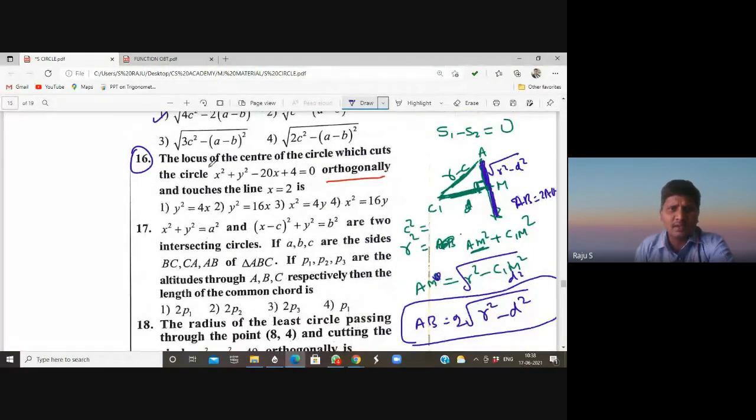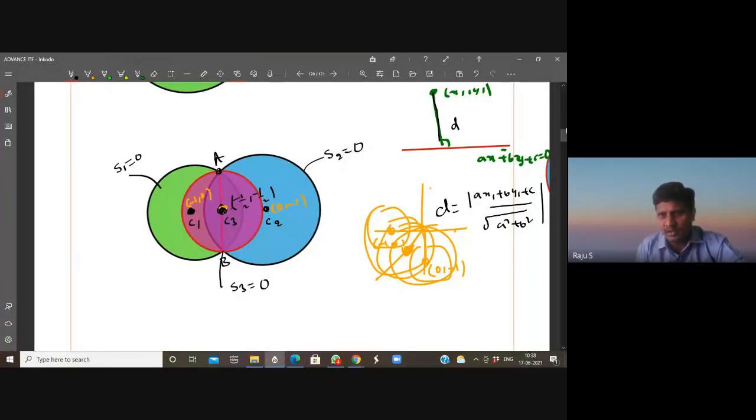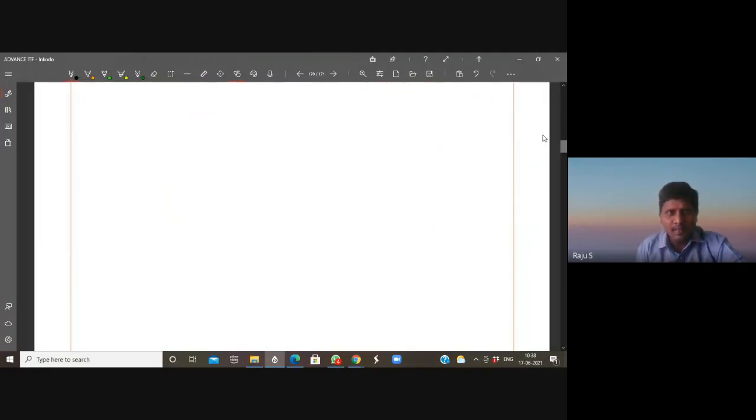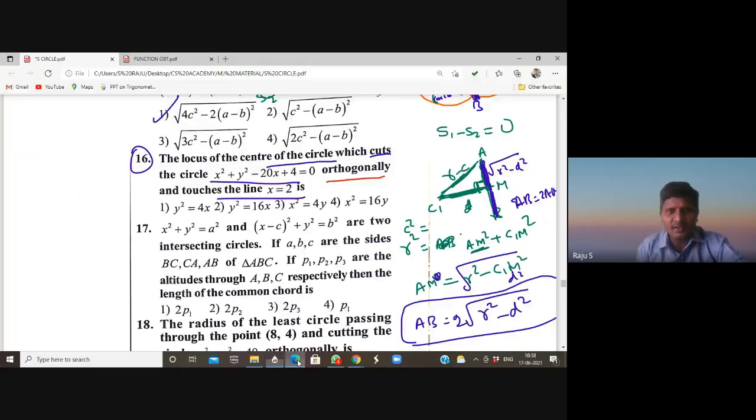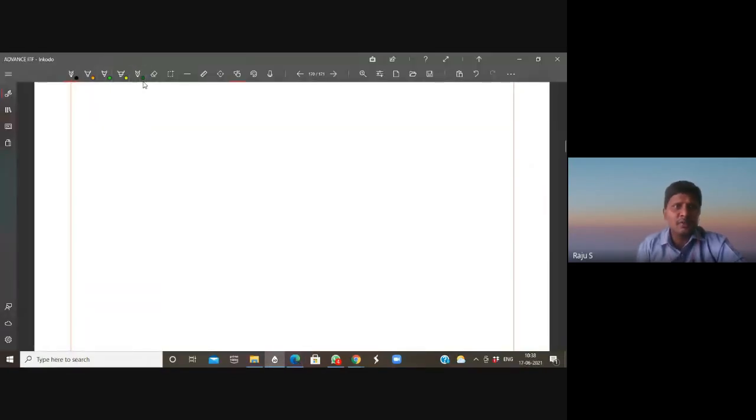the locus of the center. The locus of the center of the circle. Two conditions are given: it cuts the circle orthogonally and touches the line x is equal to 2. I'm going to explain this question very clearly. What is the circle equation given? Simple question and important question.